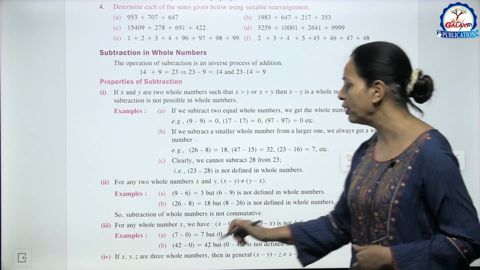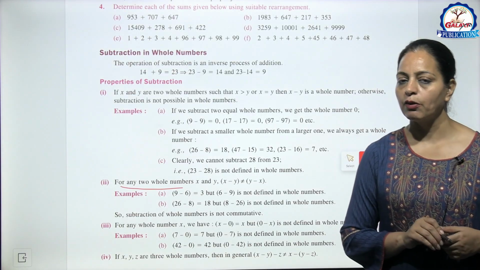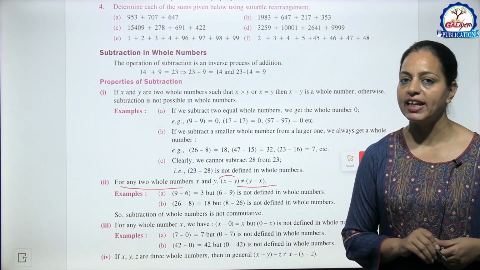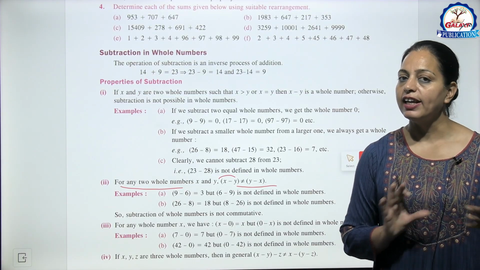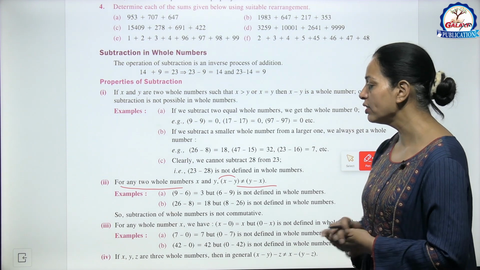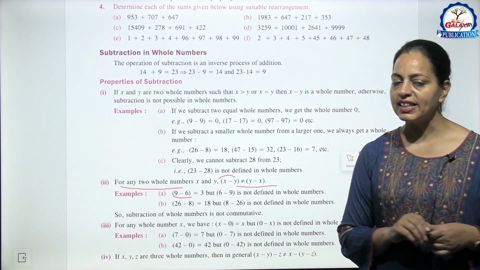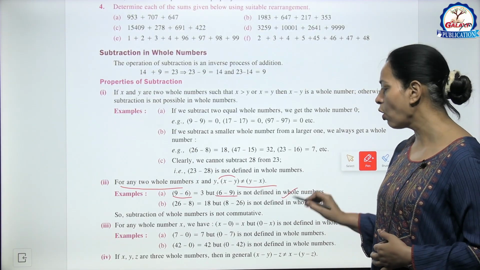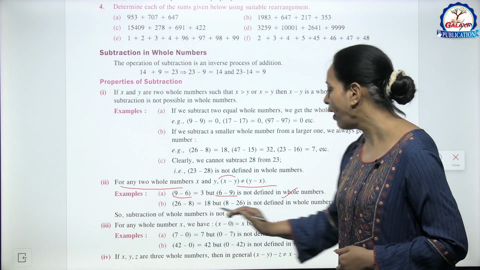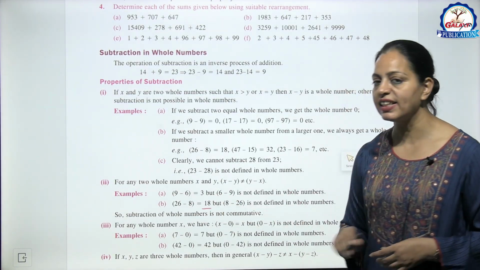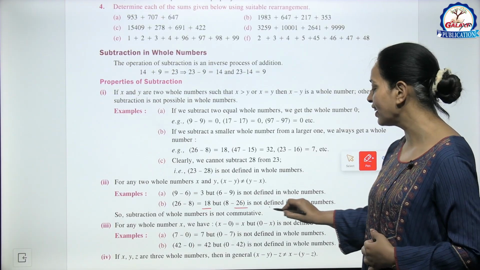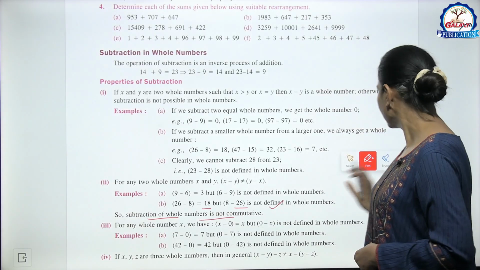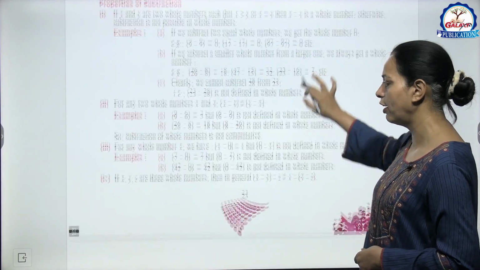Now see the second property. For any two whole numbers x and y, x minus y is not equal to y minus x. Commutative property is not true. Because see examples, 9 minus 6 is 3, but 6 minus 9 is not 3, okay? So which is not defined, right? Now B part, 26 minus 8, that is 18, but 8 minus 26 is not defined. So subtraction of whole numbers is not commutative, right?